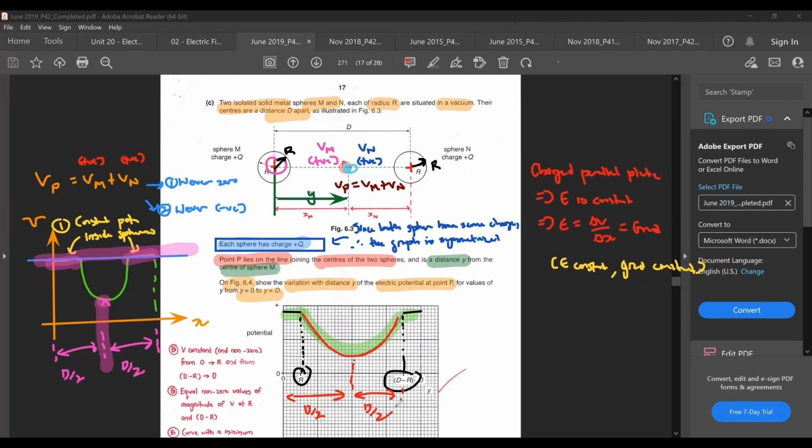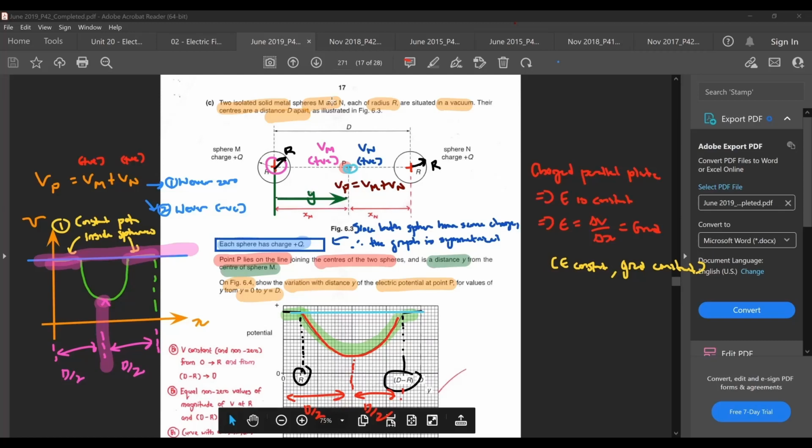So that should be it for this question. Also just make sure that your potential is constant for both spheres and they're of the same value. All right, if this is okay, then I'll move on to another question.